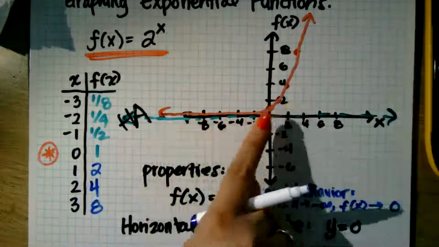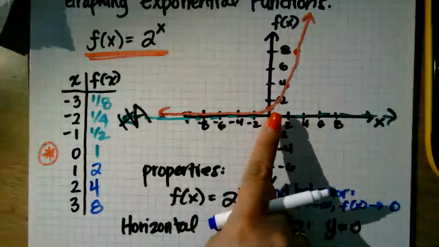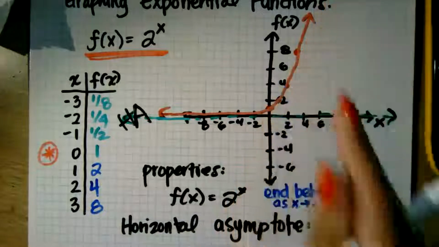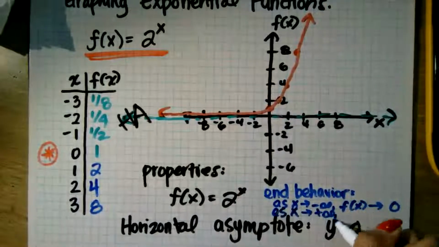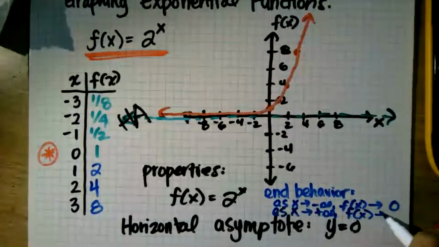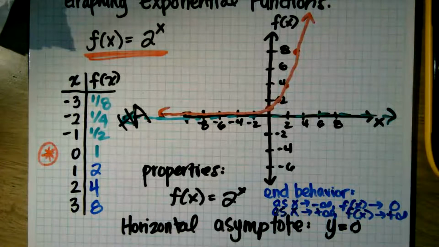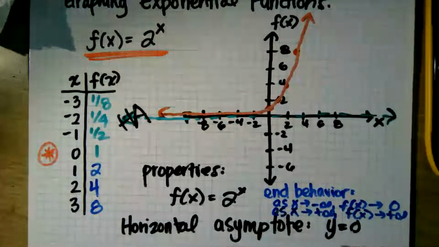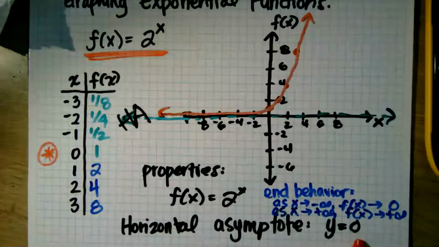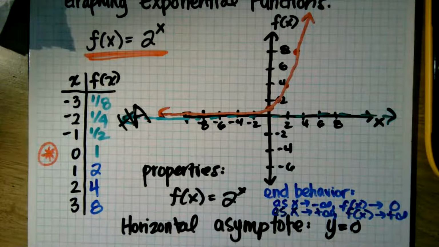And then let's look at how it is behaving as x approaches +infinity. As x approaches +infinity, our outputs are also approaching +infinity. So that's really important for my end behavior. And this end behavior is attached and related to this horizontal asymptote, right? Okay, so now let's go ahead and see what is going to be our domain and range.